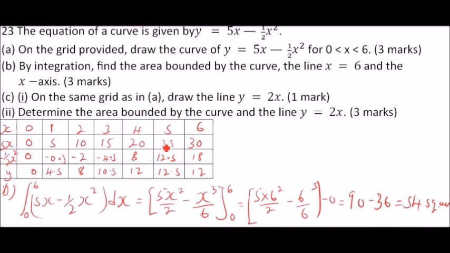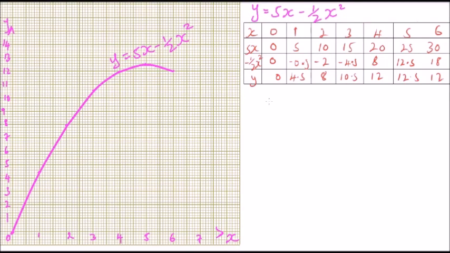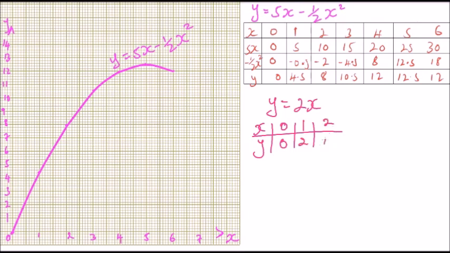So from there we are told, on the same grid as in A, draw the line y equals 2x. So we go back to our grid and we draw this graph. The graph that we are supposed to draw is y equals 2x. So we just need to make a table here with 3 points. So we have x and y. When x is 0, y is 0. When x is 1, y is 2. And then when x is 2, y is equal to 4.